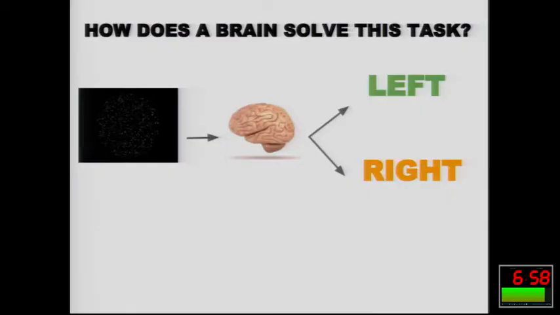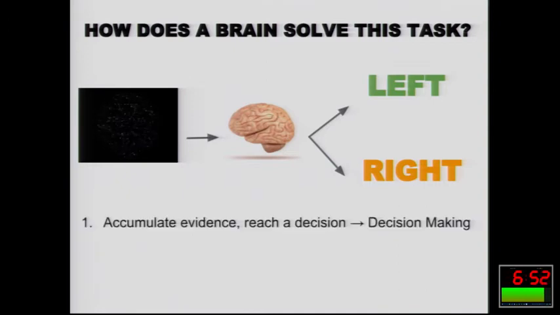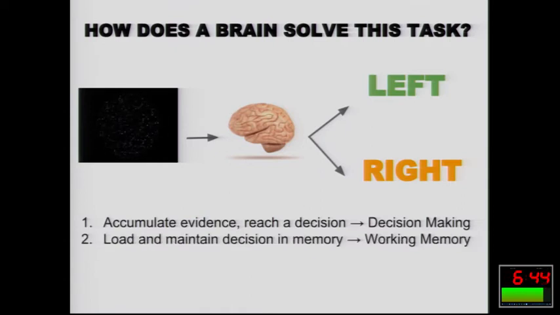So this talk is about how your brain uses the information from the stimulus and reaches a decision. And to do that, the brain has to do two things. First, it has to accumulate the evidence and reach a decision. And in neuroscience, this is called decision making. And then it has to store this decision in memory, and this is called working memory.